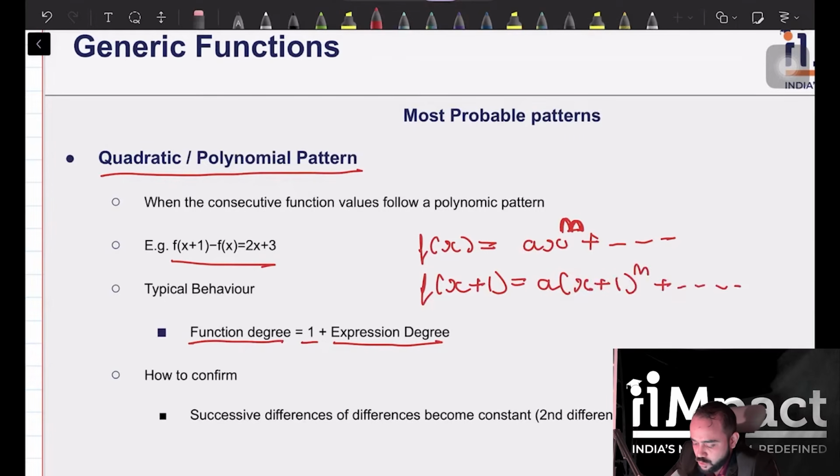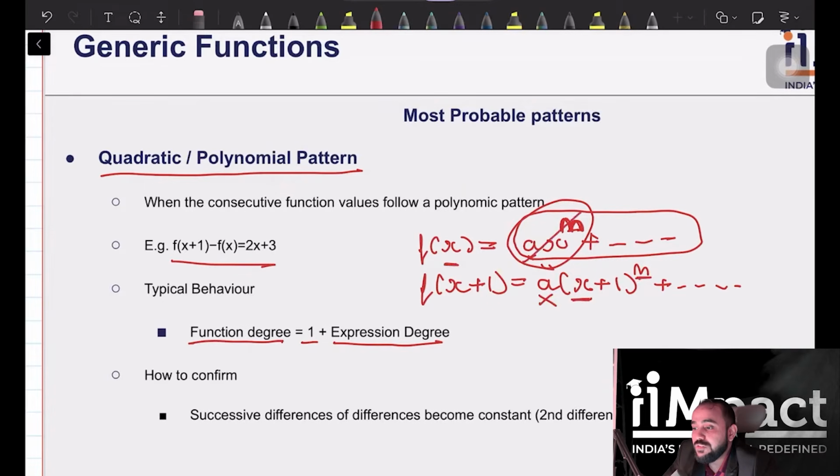Where will x to the power n come from in the first expression? Here. Where will x to the power n come from in the second expression? X to the power n multiplied by a. So when you subtract these two, this will cancel out and you will be left with the term of x to the power n minus 1. So the difference is linear, then the function is quadratic.